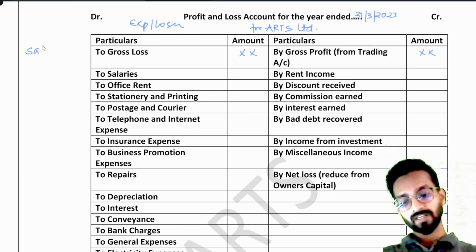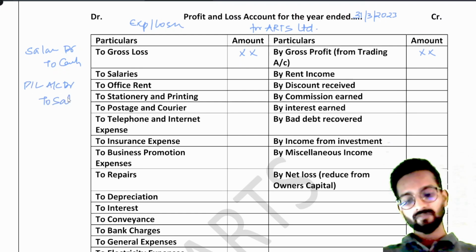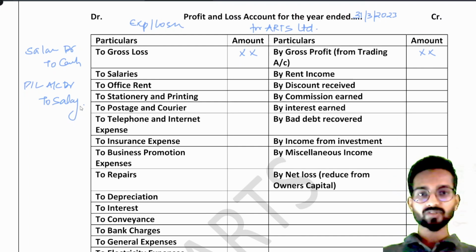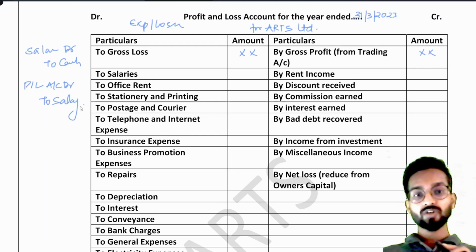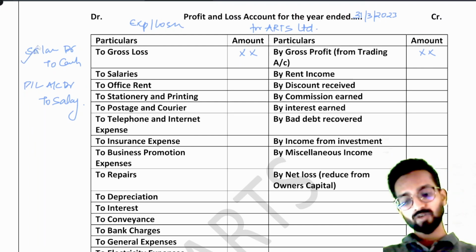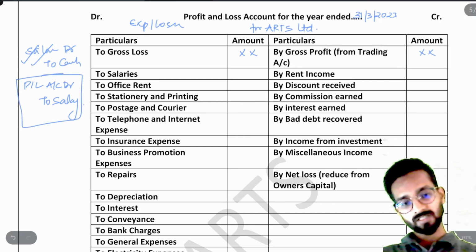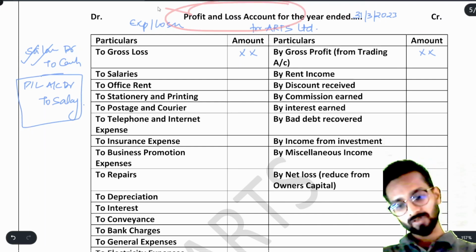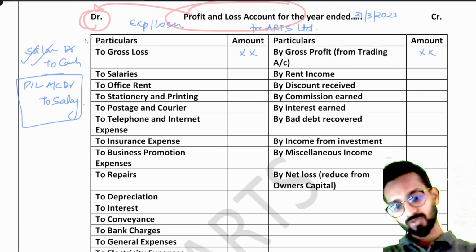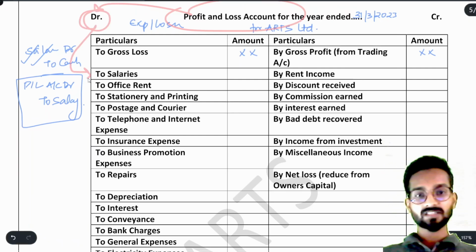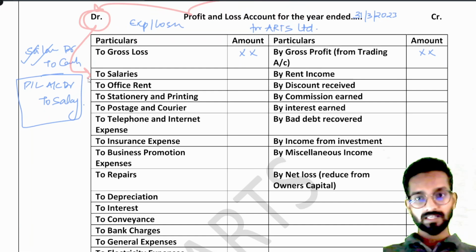We have already written the entry of salary payment. So we would have written salary debit to cash. Now what are we writing? P&L account debit to salary. Sir, why are we transferring everything to profit and loss account? We have already discussed. We are transferring everything to the profit and loss account to find out the net profit. See, salary to cash we have already written. Now in final accounts we are writing P&L to salary. Profit and loss account debit to salaries. This is how the journal entry is posted into the ledger.